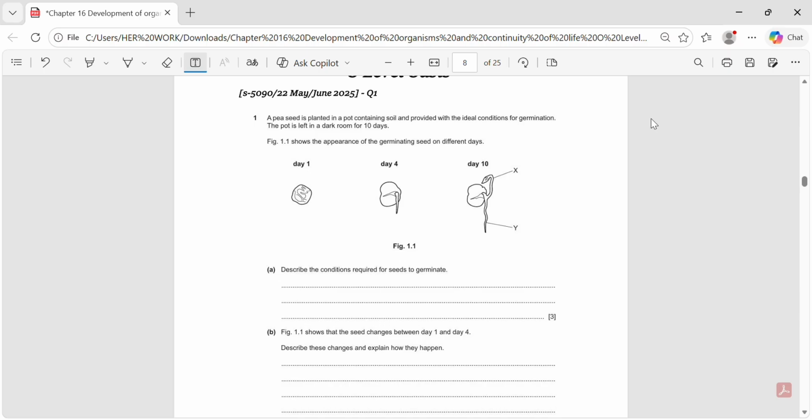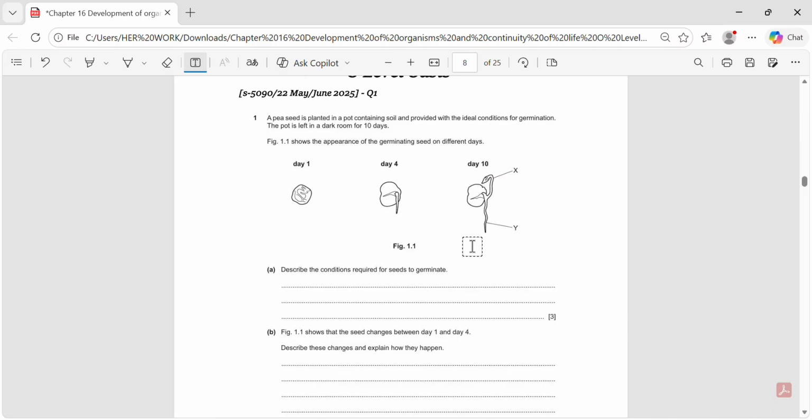Next we have a question which says, a pea seed is planted in a pot containing soil and provided with the ideal conditions for germination. Then, the pot is left in a dark room for 10 days. It also mentions that figure 1.1 shows the appearance of the germinating seed on different days, day 1, day 4, and day 10. Part A says, describe the conditions required for seeds to germinate.